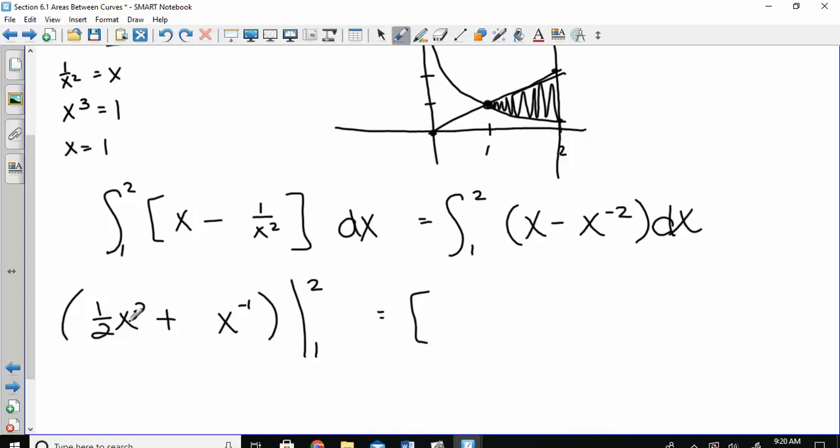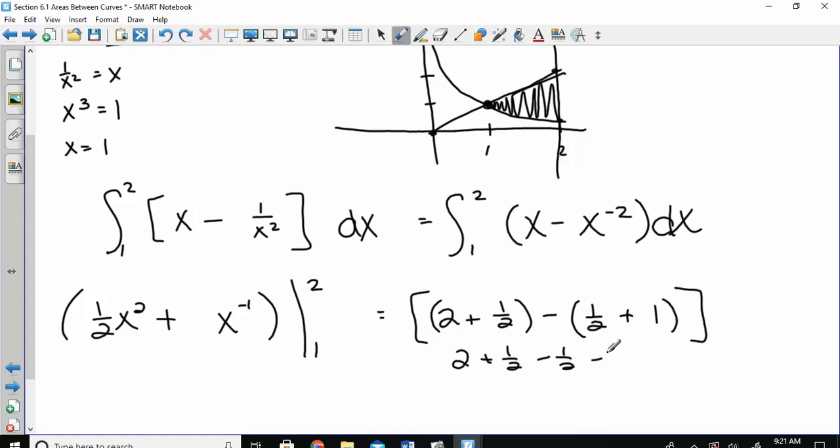So if we plug in 2. 2 squared is 4, times a half is 2, plus 2 to the negative 1, so 1 over 2. Minus, if we put in a 1, 1 squared is 1, times a half is 1 half. 1 to the negative 1, so 1 over 1 is 1. And we get 1 for the final answer.